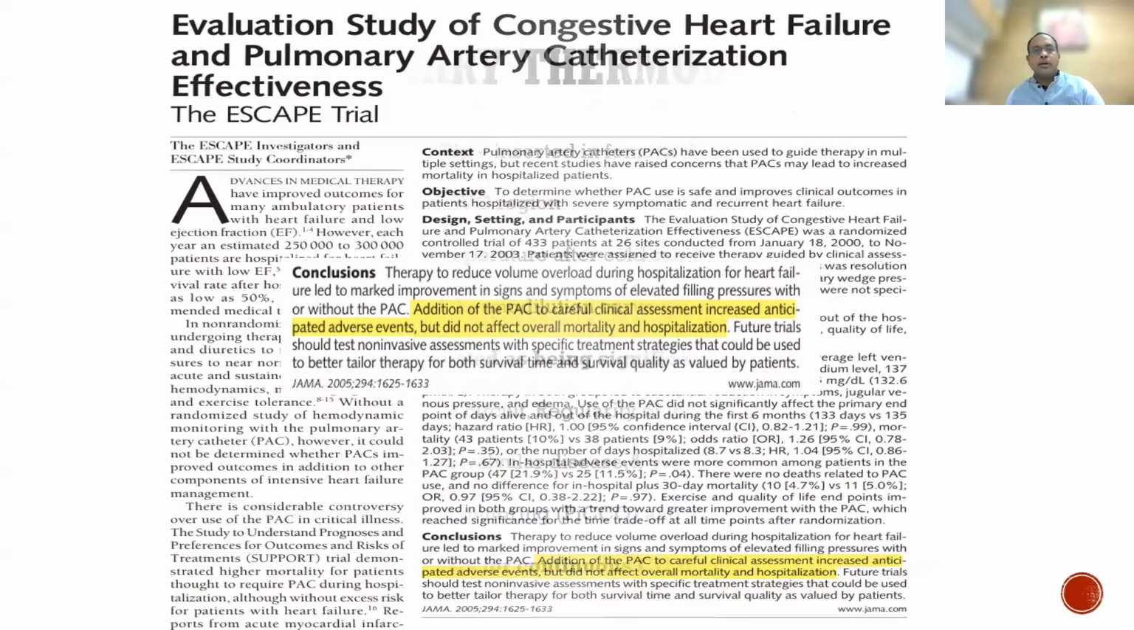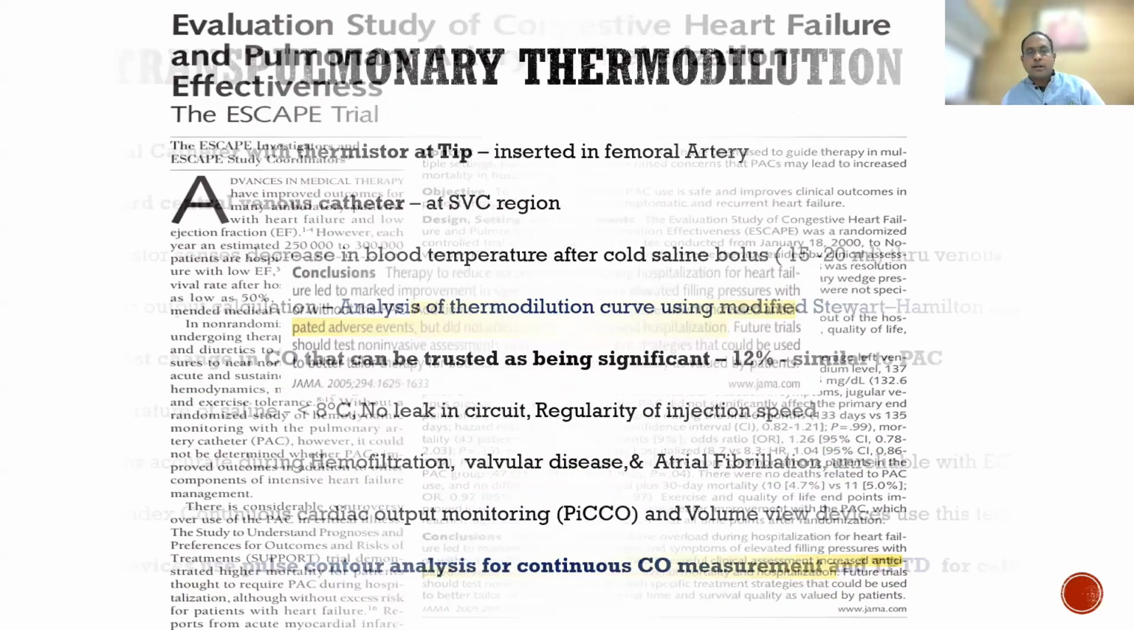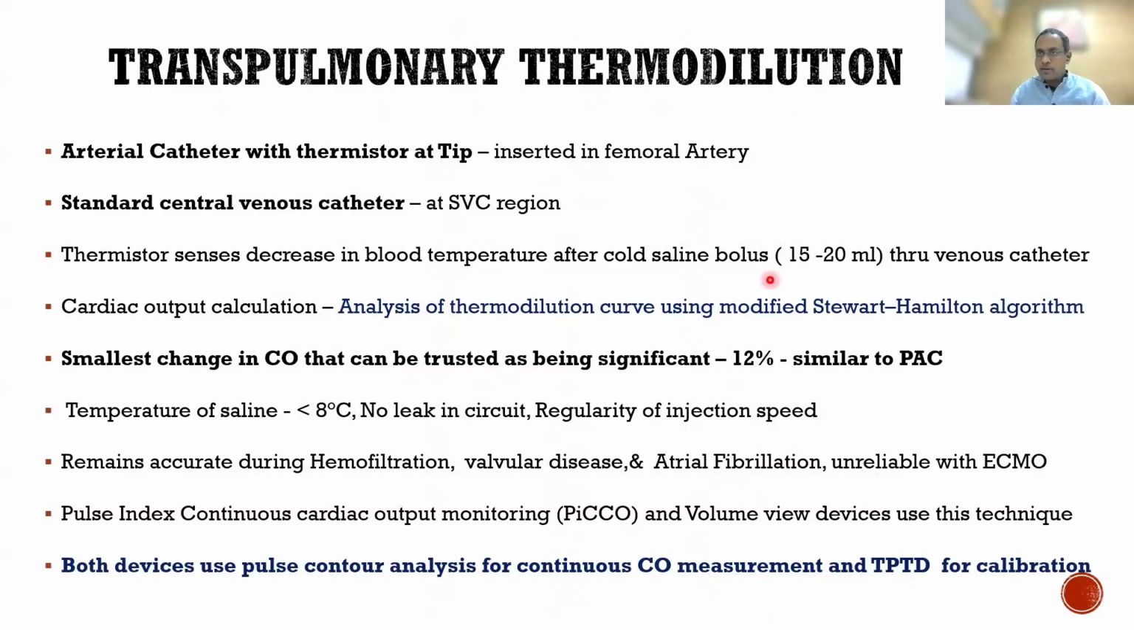And as a surrogate to this, there is transpulmonary thermodilution, and there is an arterial catheter with a thermistor tip, which we insert in the femoral artery, and there is a central venous catheter. In this method, the thermistor senses the decrease in blood temperature after a cold saline bolus of 15 to 20 mL, which is given through the venous catheter, and the cardiac output is calculated by the Stewart-Hamilton algorithm. The smallest change of cardiac output that can be measured is 12%, which is similar to the pulmonary artery catheter measurement. It is a less invasive method where we are putting an arterial line and only a central venous catheter, which we generally put in a patient in ICU.